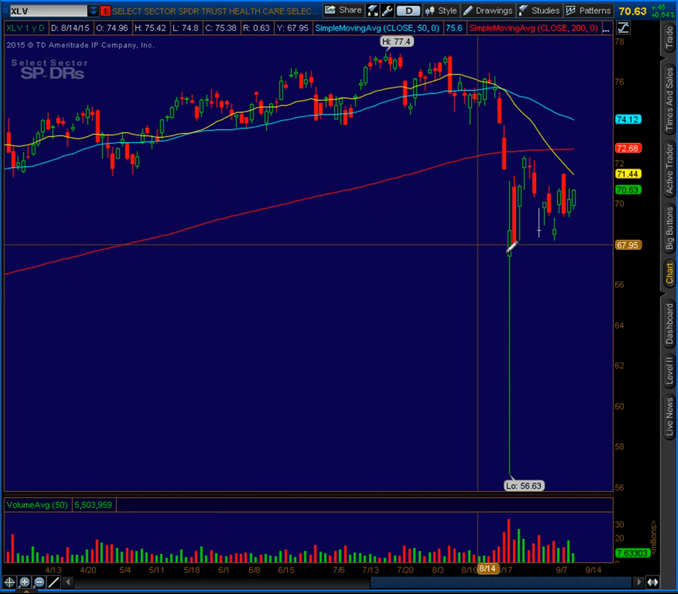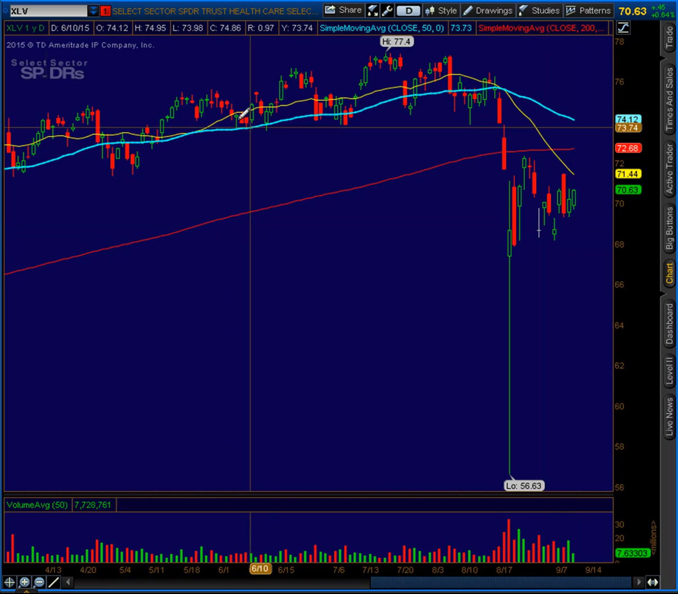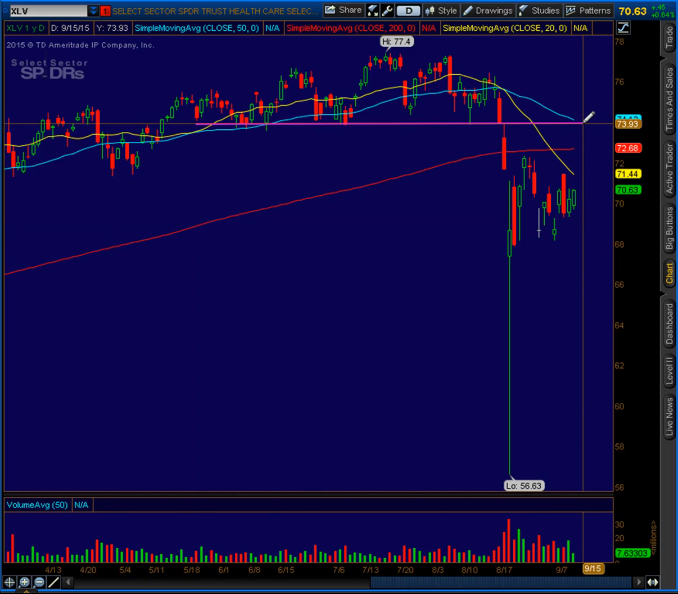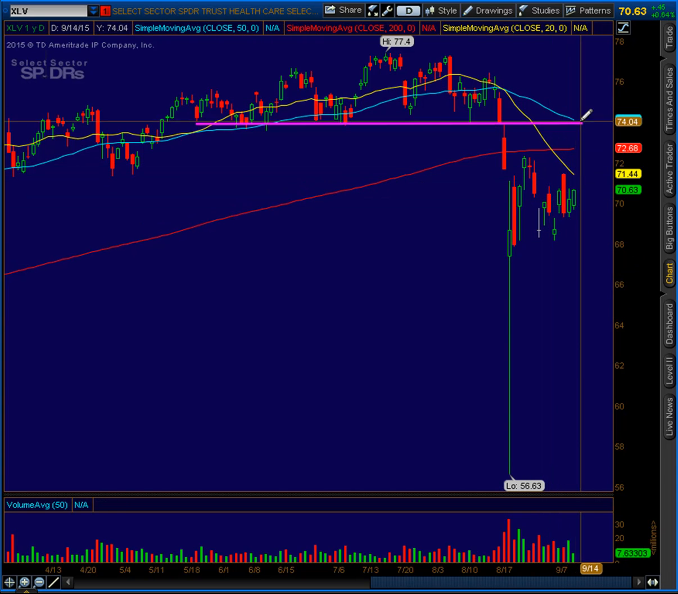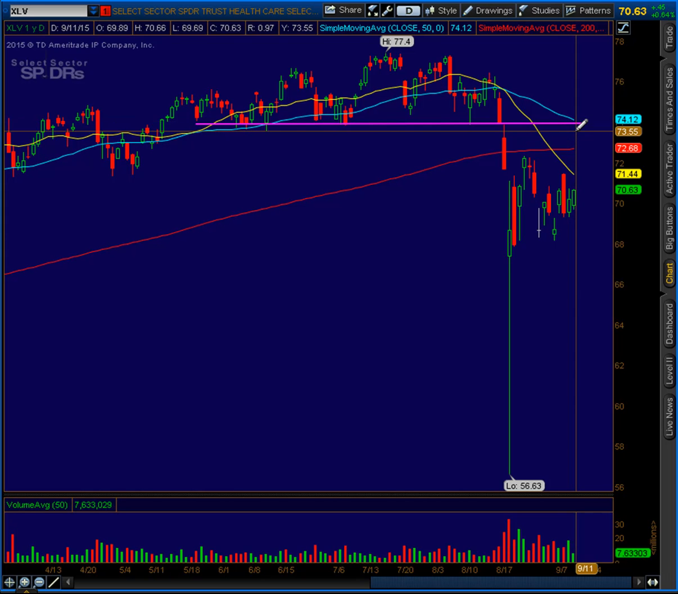XLV is healthcare. I do like this one. Again, same thing. That's the resistance. That's the nearest resistance right around here. So I'm not much of a fan of it, only because the risk-reward is smaller, but the reward is there.